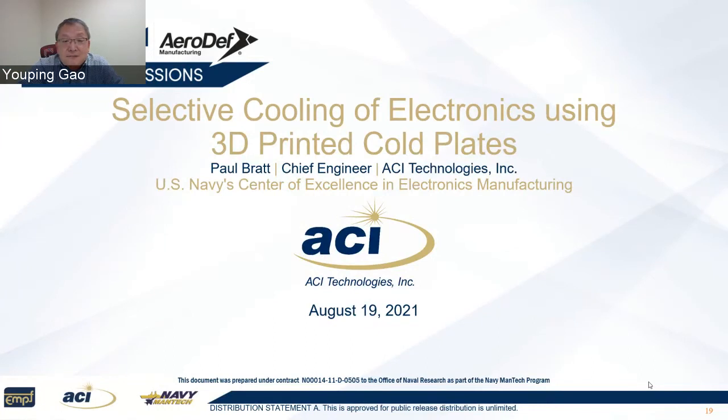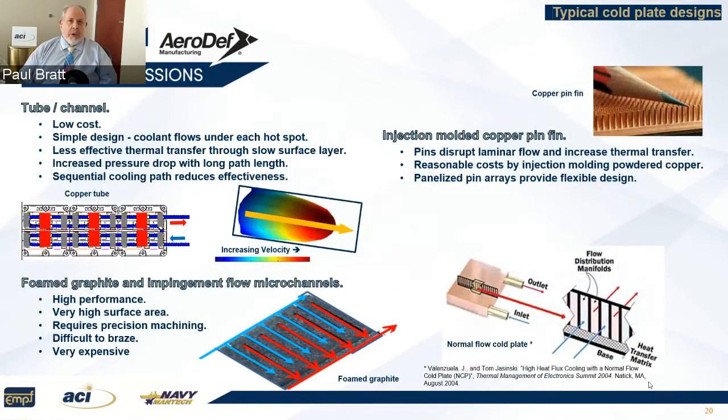Thank you, Yuping. Additive manufacturing and multi-physics software have fundamentally changed our approach to thermal management. Next slide. Typical designs were a simple tube or channel cold plate, but now selective cooling can be accomplished using complex 3D printed designs. If you look in the top left quadrant, you see the tube and channel design. It's low cost, but the coolant surface layer, the layer closest to the hot components, moves slower and is less effective for heat transfer. Also, the sequential coolant path gets increasingly warmer with a smaller delta T for heat transfer.